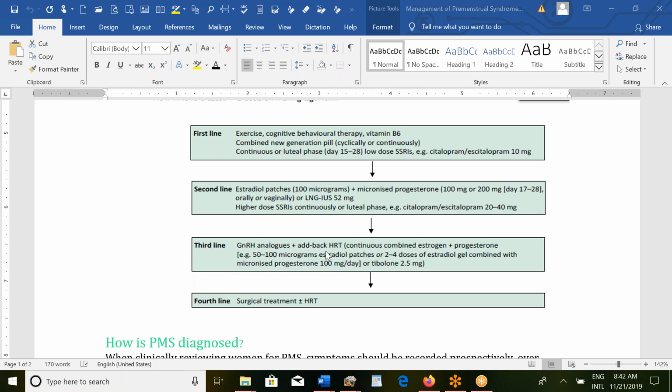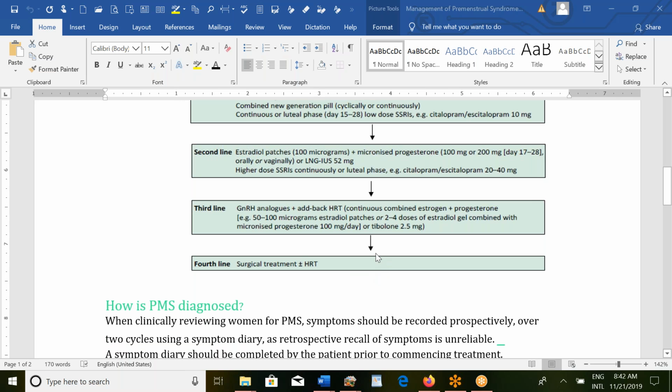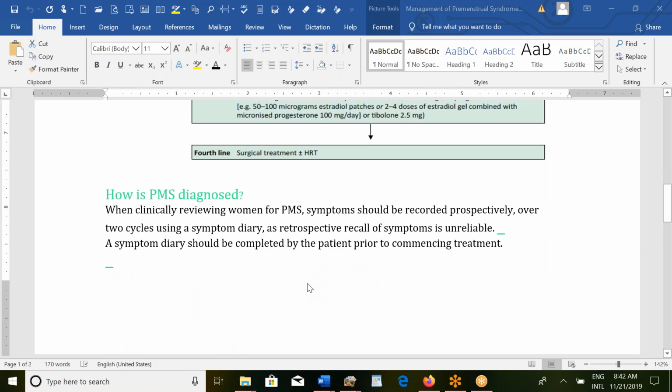GnRH analogs plus add back HRT, like continuous combined estrogen plus progesterone, like 50 to 100 microgram estradiol patches or 2 to 4 doses of estradiol gel. You don't have to mention that, okay? Or you can just give her tibolone. If nothing is working for her, go for the surgical treatment.